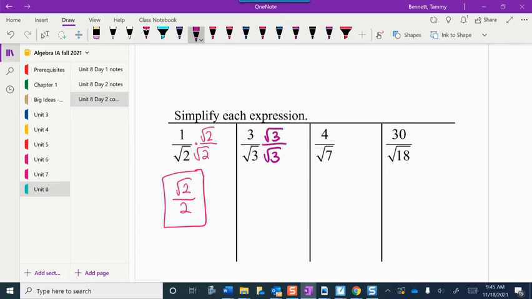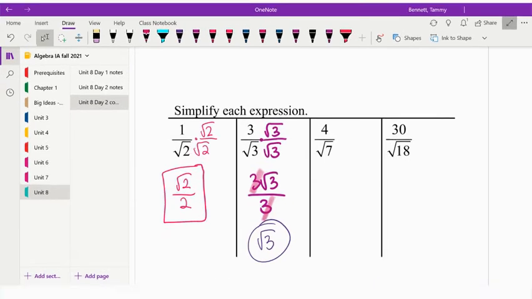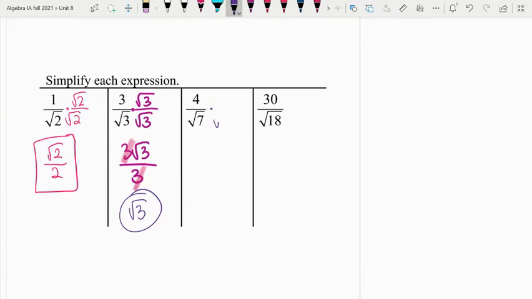All right, so in the numerator now I have 3 times the square root of 3 over square root of 3 times the square root of 3 is 3. What now can simplify? I see I have a 3 in the numerator and denominator, so I'm going to get rid of those. Final answer then, square root of 3. 4 over the square root of 7. I'm going to multiply the top and bottom by the square root of 7. So in the numerator, I get 4 times the square root of 7 over 7. Square root of 7 times the square root of 7 is 7.